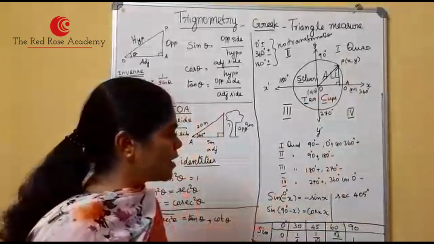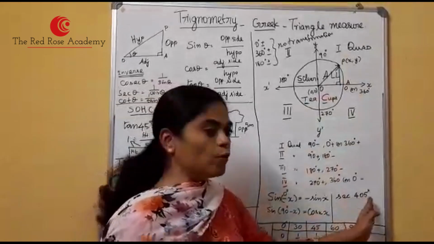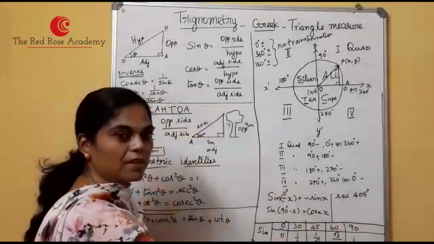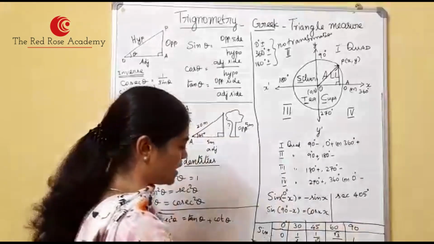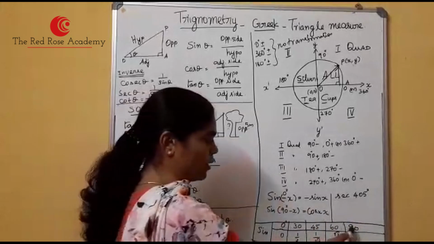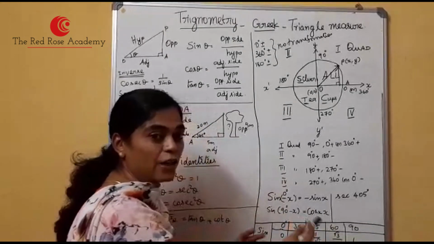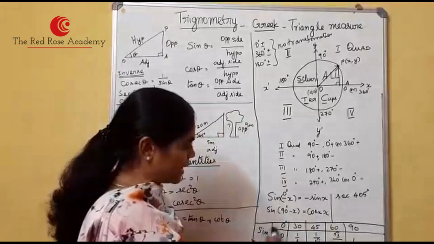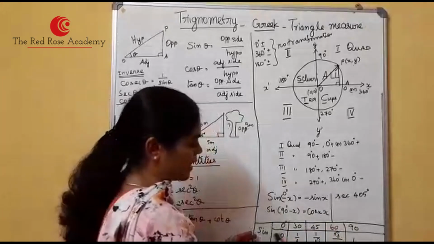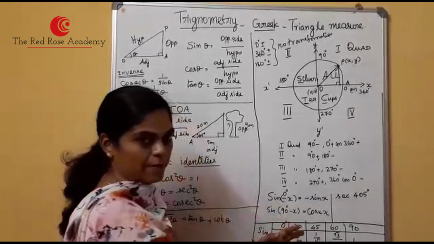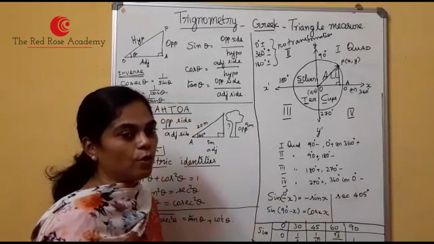So let me give you some examples. This is secant 405, which we are now going to find. We know this table from the 9th standard onwards, for sine, cos and tan from 0 degree to 90 degree. You know the table values. Sine 0 is 0. Sine 90 degree is 1. Sine 45 degree is 1 by root 2. Tan 45 is 1, for example. So these are all the tables we know.